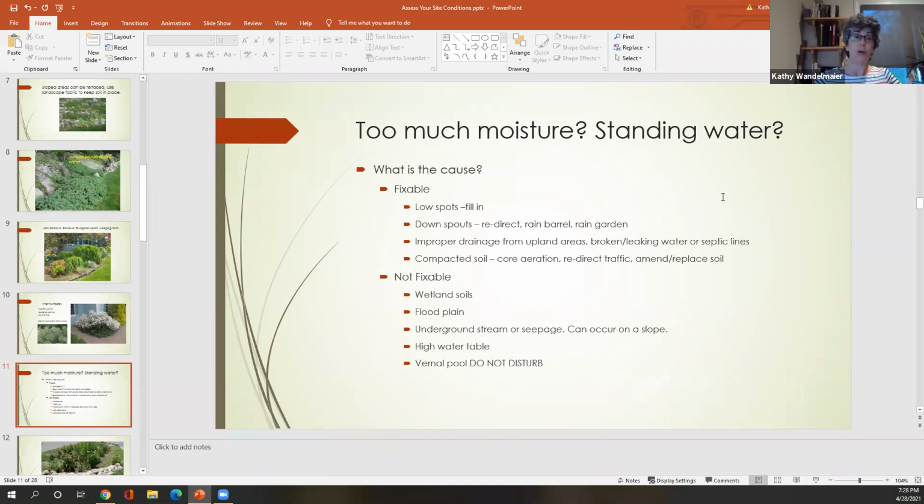So if you have water standing, I'm talking like several days after a heavy rainfall, not just a day or two, but like more than 3 days or something, you might have a low spot, which isn't that big, and you can dig up the grass or whatever and fill it in. That's an easy enough thing to do.